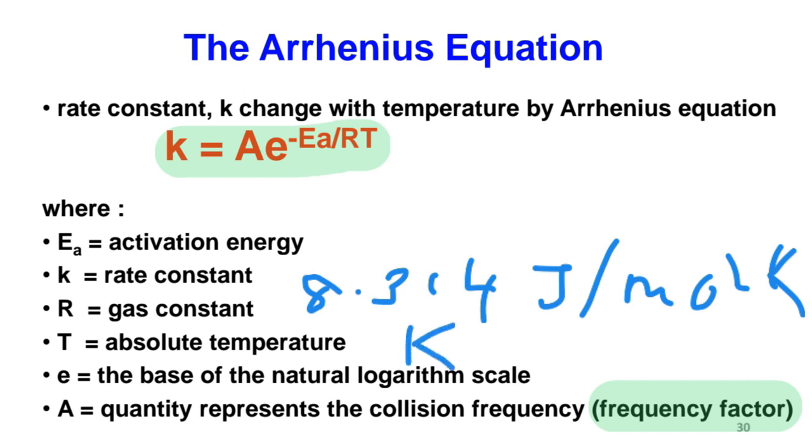And lastly, e is a mathematical constant, where the expression e^(-Ea/RT) is the fraction of the molecules present in a gas which have energies equal to or in excess of activation energy at a particular temperature.